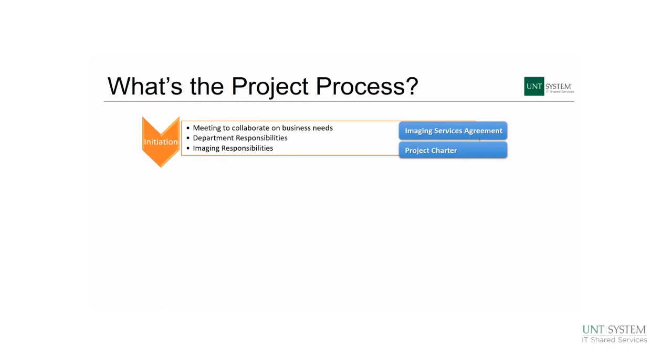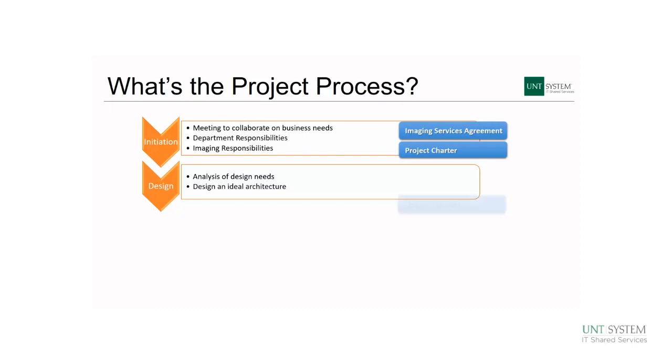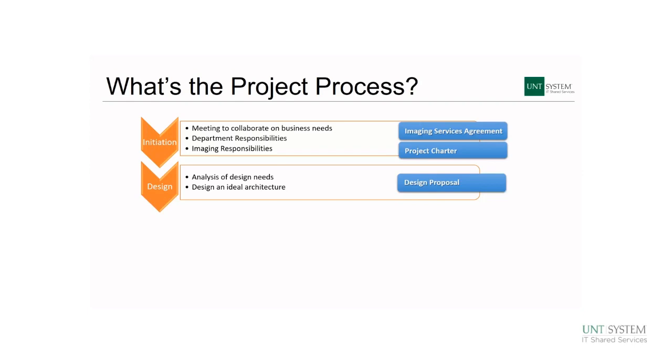During the design phase, Imaging Services will meet with the department project team to figure out exactly what your imaging system needs to meet your project objectives. This is when we'll figure out things like your indexing scheme and security needs. Once we're clear on what is needed, Imaging Services will draft a design proposal for the department to vet and approve. This brings us to our delivery phase.